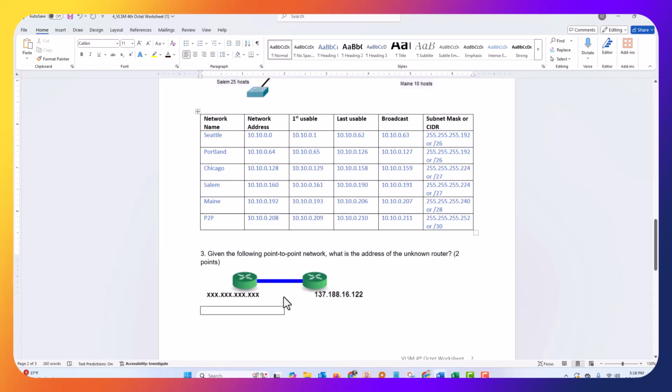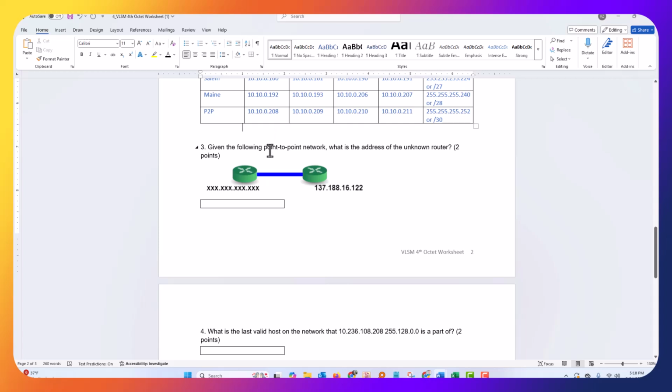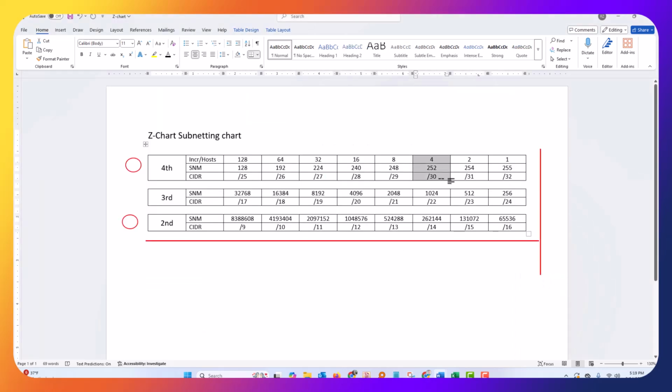All right, let's go on to this third one now. This one can be a little tricky. Given the following point-to-point network, what is the address of the unknown router? So we have a point-to-point network. And as we said before, point-to-point networks are always going to be increments of 4. They're always going to be a /30, which is 252 in the fourth octet for the subnet mask.